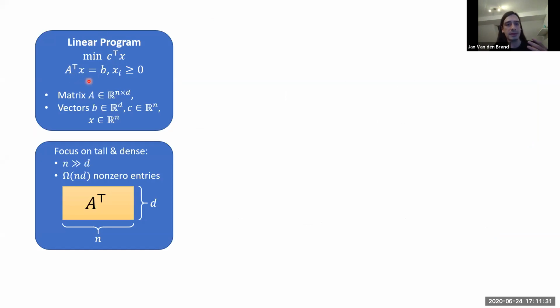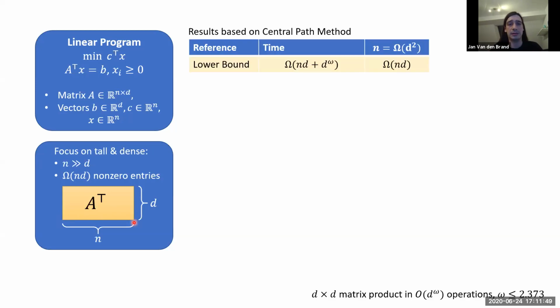And for this matrix A, we want one of the dimensions, let's say this dimension n, to be much larger than the other dimension. We also assume that this matrix is dense, so at least some constant fraction of the entries are supposed to be non-zero. Then you can show that there is a conditional lower bound for this type of linear program. It's unlikely to beat nd plus d to the omega time. Here omega is the matrix exponent, the time you need to multiply two d by d matrices.